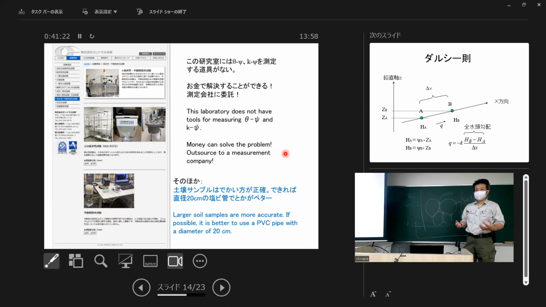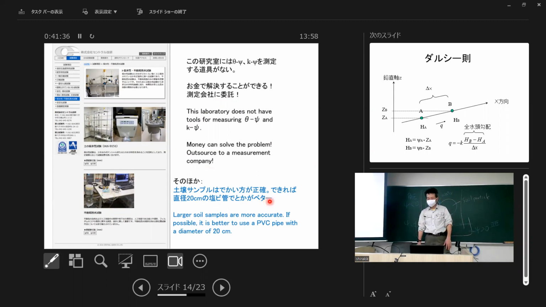I want to say that to measure the theta psi and the K psi, there are many devices, but our laboratory doesn't have them. But don't worry, money talks. So when we have the money, some company can check the theta psi and the K psi. So very easy. But be careful that a smaller sample is not good to determine the theta psi and K psi, because inside the soil there are some pipe-like spaces or something. So a bigger sample is better.